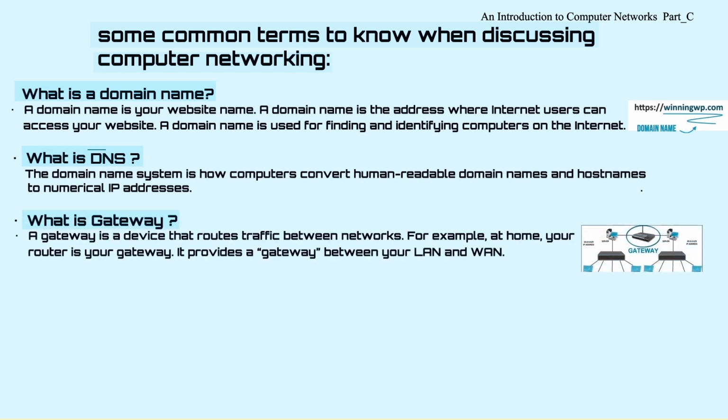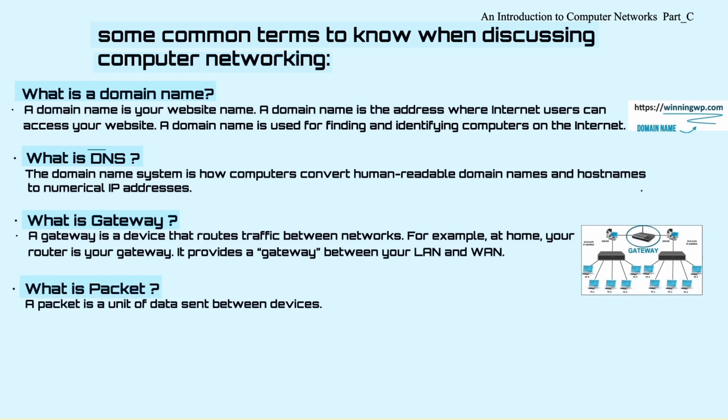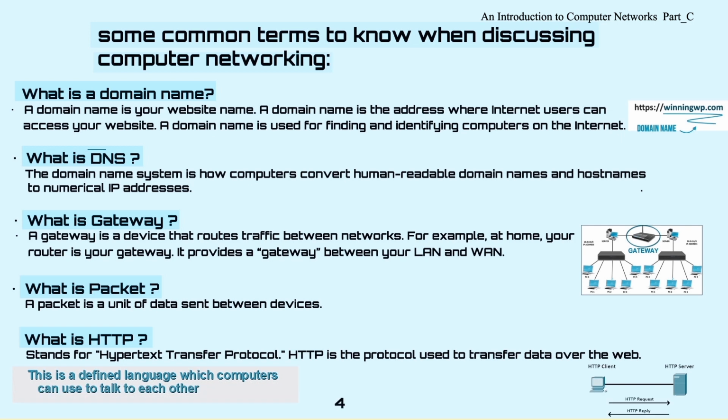What is a gateway? A gateway is a device that routes traffic between networks. For example, at home, your router is your gateway. It provides a gateway between your local area network and wide area network, LAN and WAN. What is a packet? A packet is a unit of data sent between devices or computers. What is HTTP? It stands for Hypertext Transfer Protocol. HTTP is a protocol used to transfer data over the web.